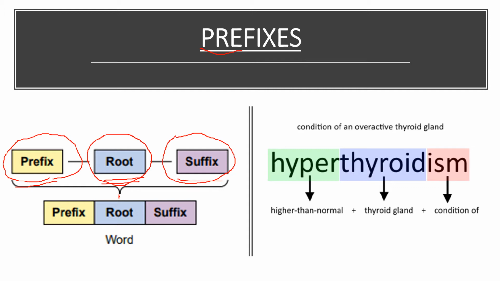For instance, here's an example: hypothyroidism. All right, I'm sorry, hyperthyroidism. I'm thinking about another prefix here. Hyper, meaning higher than normal, like hypertension. Here's the root word: thyroid, the thyroid gland, and the condition, ism. So hyperthyroidism. Simply just higher than normal activity of the thyroid gland.